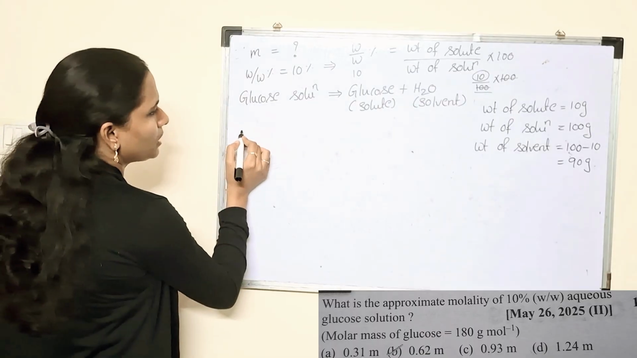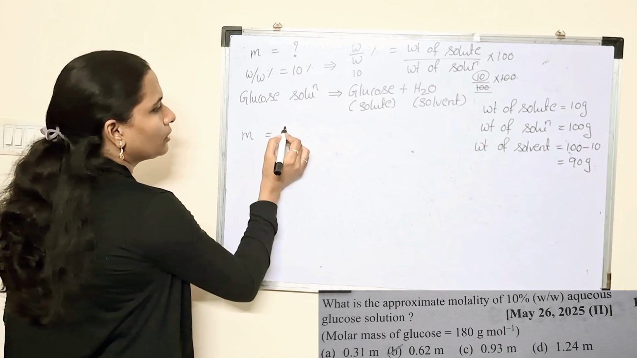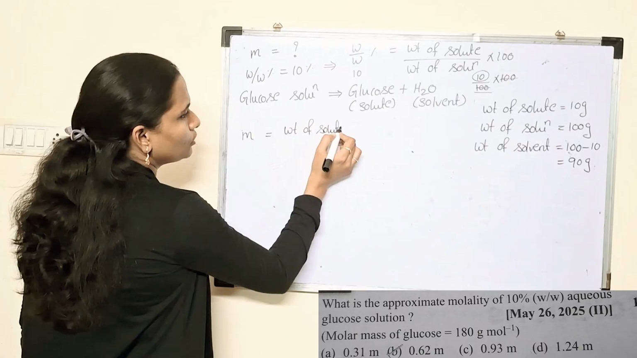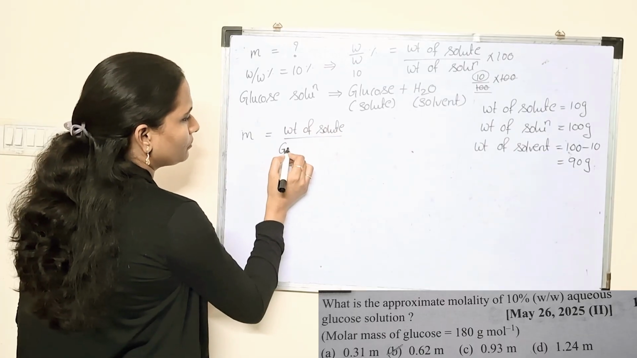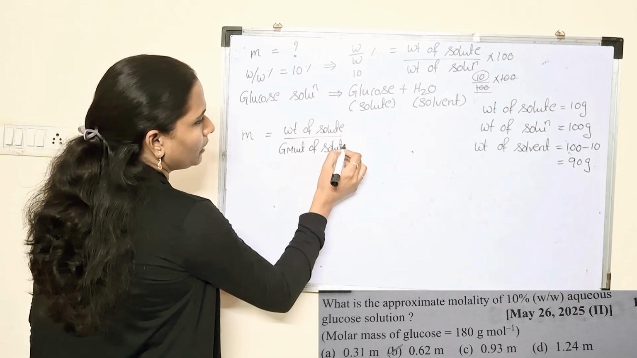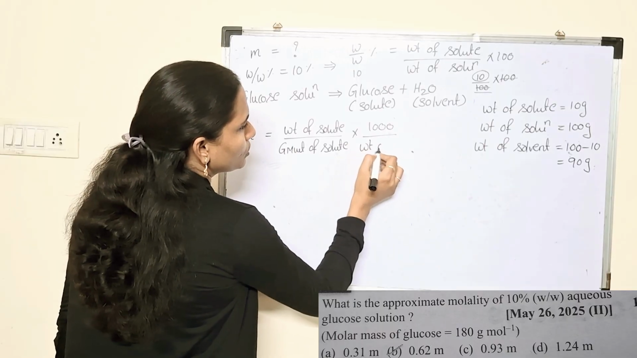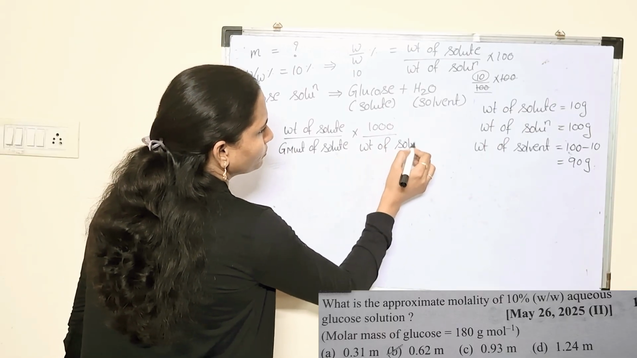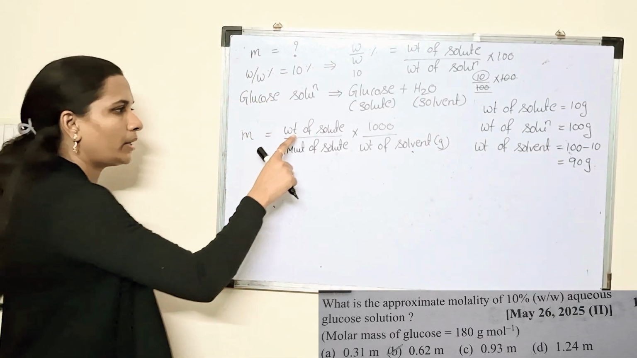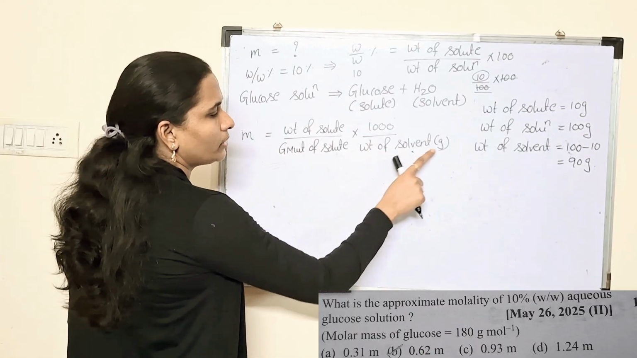Now what are they asking? They are asking molality. What is the molality formula? Molality equals weight of solute by gram molecular weight of solute, into 1000 by weight of solvent in grams. So this is the molality formula.